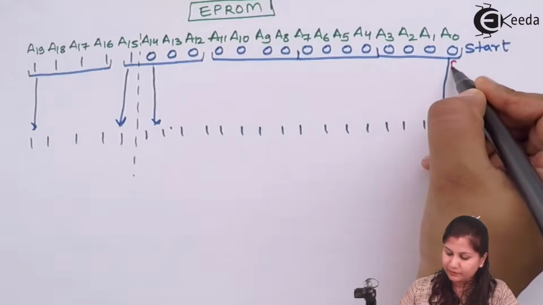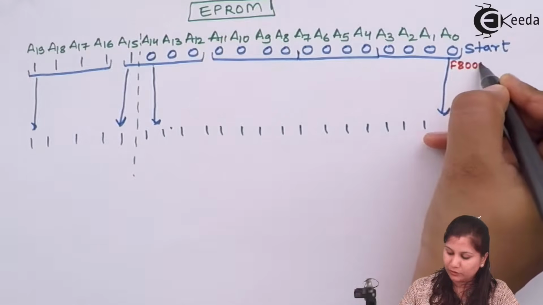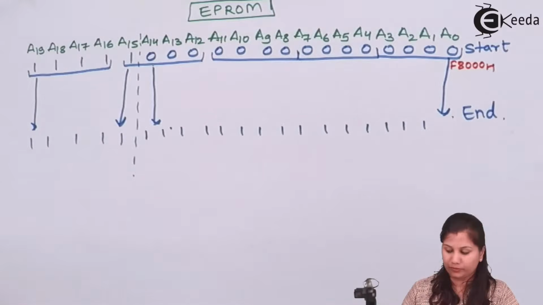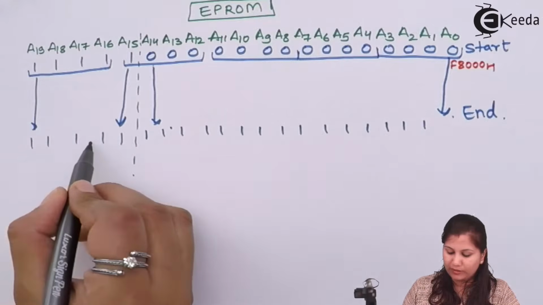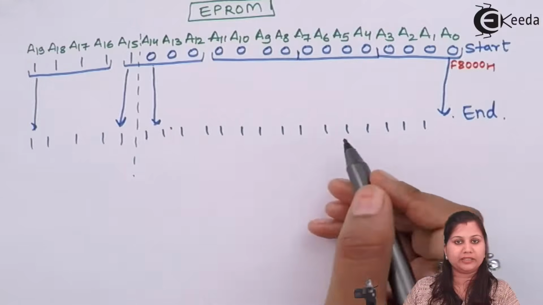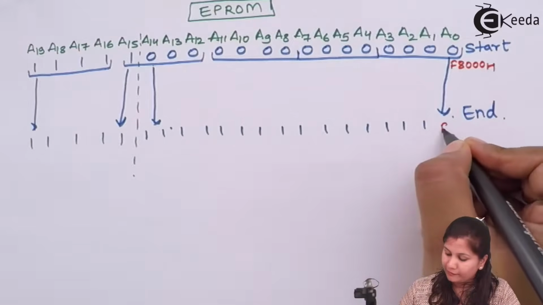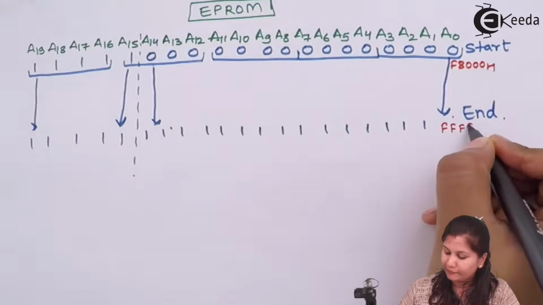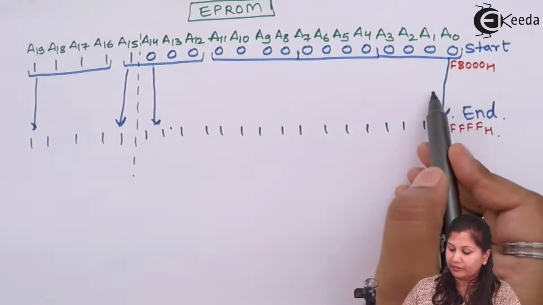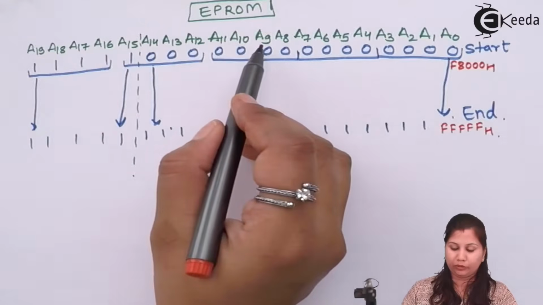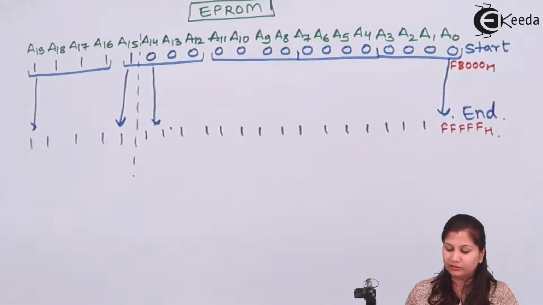So starting address will be F8000H. Okay. Now ending address, we are having 1111. So FFFF will be the last address. So F, F, F, F and F, H. So this is the address range of the EPROM. Now similarly we will calculate for the RAM also.